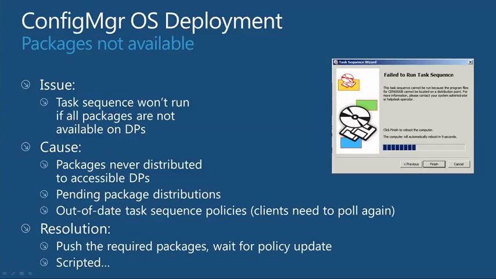In Config Manager 2012, they've turned that into a wizard. So in Config Manager 2012, there's a distribute content wizard. Right-click on a task sequence, say you want to distribute content. It'll show you the list of all the packages referenced by that task sequence. Then say, well, which distribution points do you want to push them to? And it'll take care of doing the rest. So much easier with Config Manager 2012.